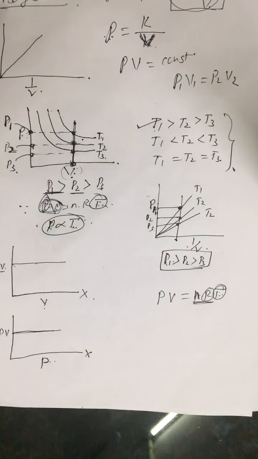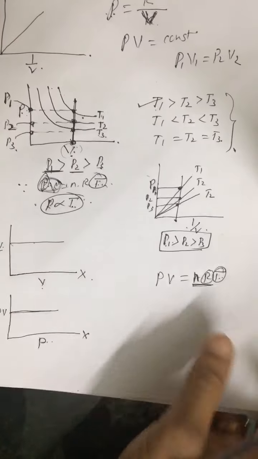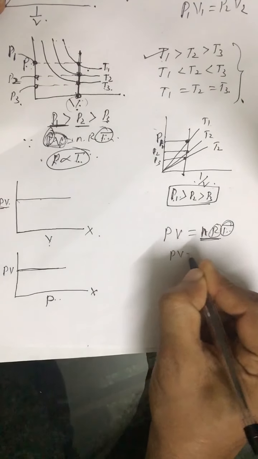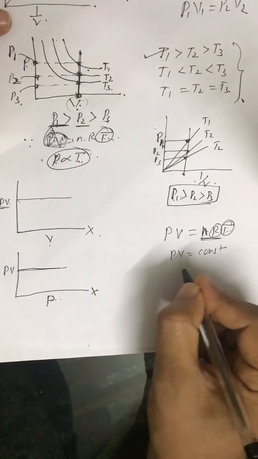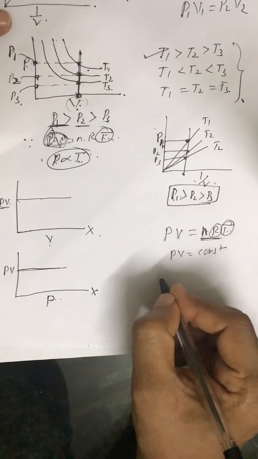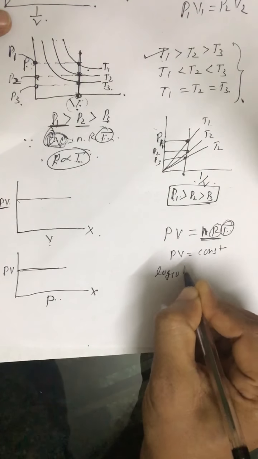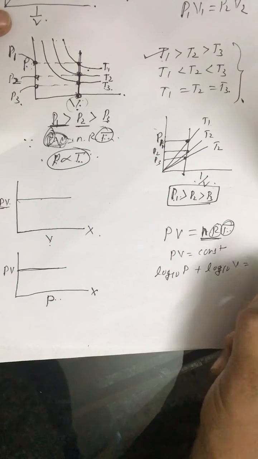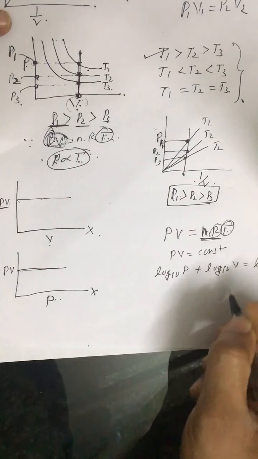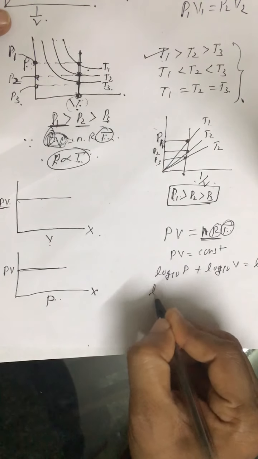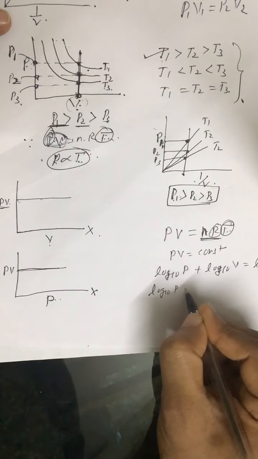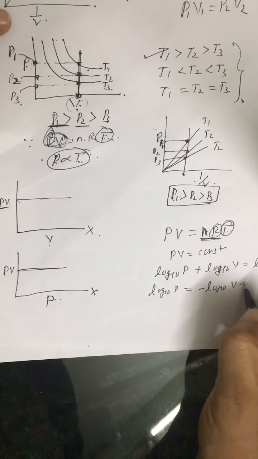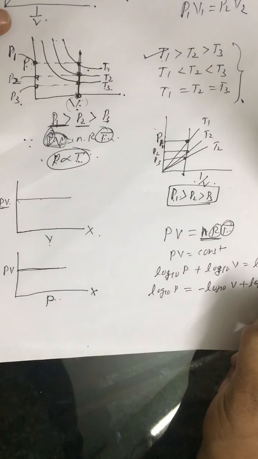From this relation, PV is equal to constant, we can also say log of P plus log of V is equal to log of K. Or we can say log of P is equal to minus log of V plus log of K.